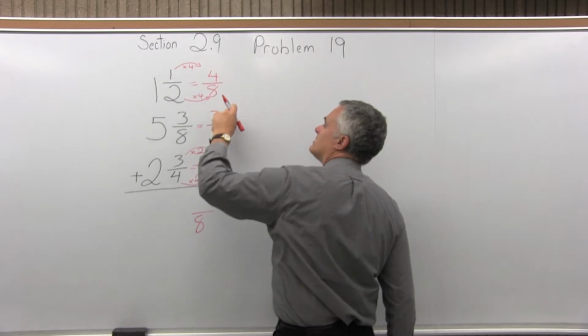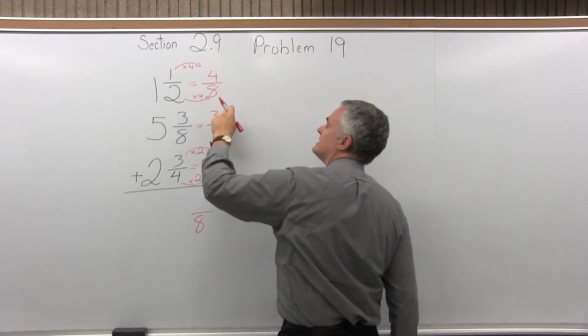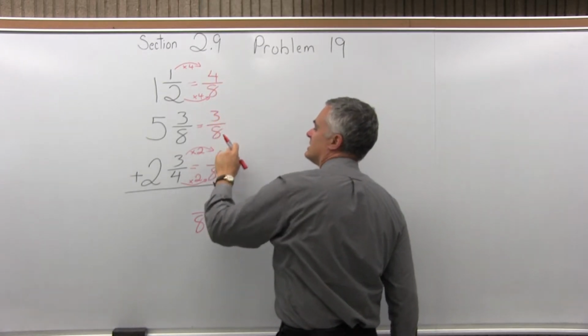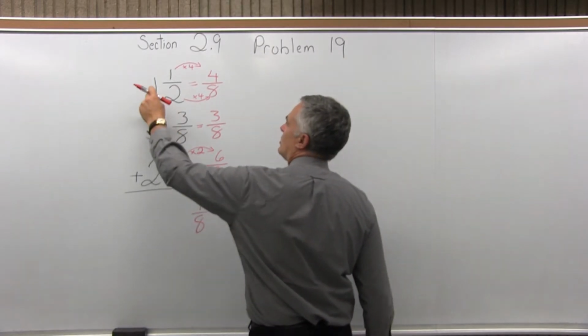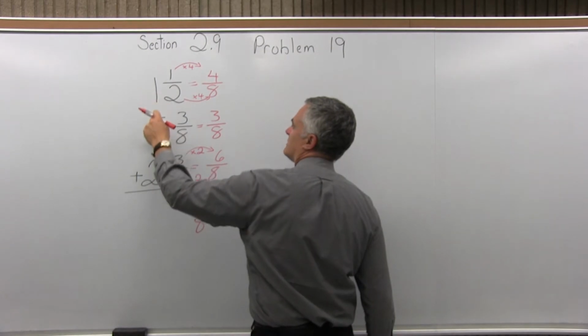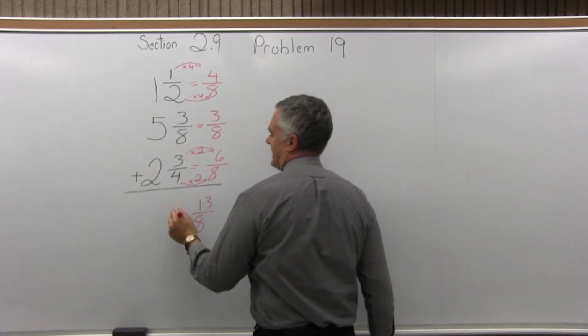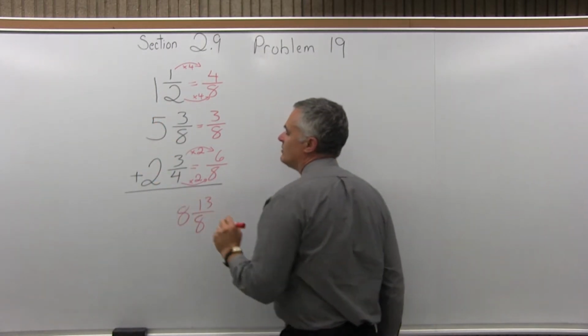So I have 4 plus 3 plus 6. 4 plus 3 is 7. 7 plus 6 more is 13. So I have 13/8. And for the whole numbers, 1 plus 5 plus 2. 1 plus 5 is 6. 6 plus 2 more is 8. So I have 8 and 13/8.